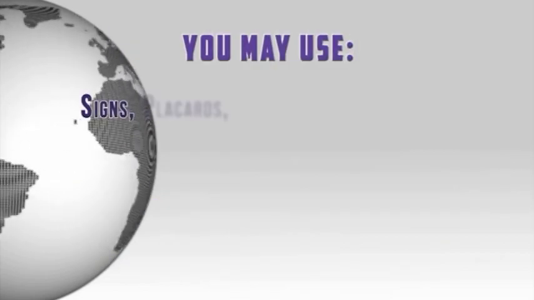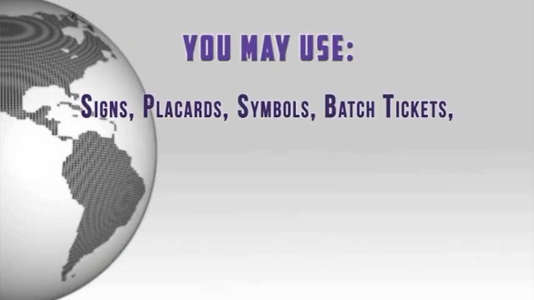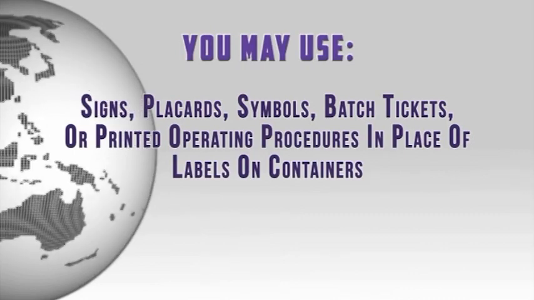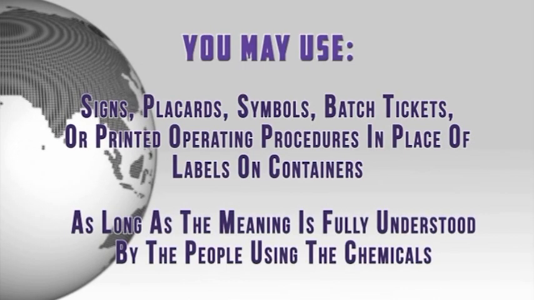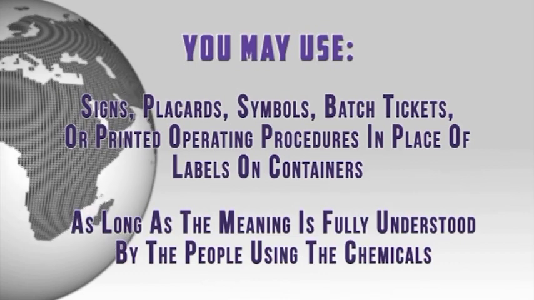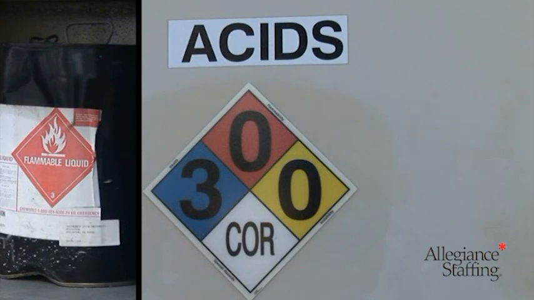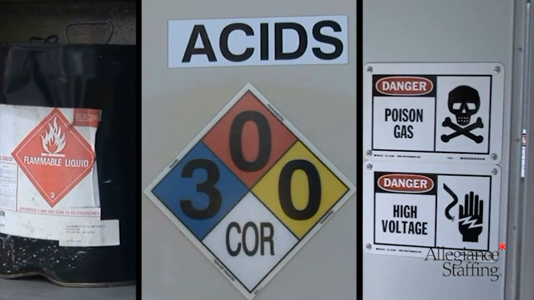You may use signs, placards, symbols, batch tickets, or printed operating procedures in place of labels on individual containers, as long as the meaning is fully understood by the people using the chemicals. There are several systems and standards for labeling chemicals, but there is not a uniformly accepted system to date. Each system and standard has advantages and limitations.